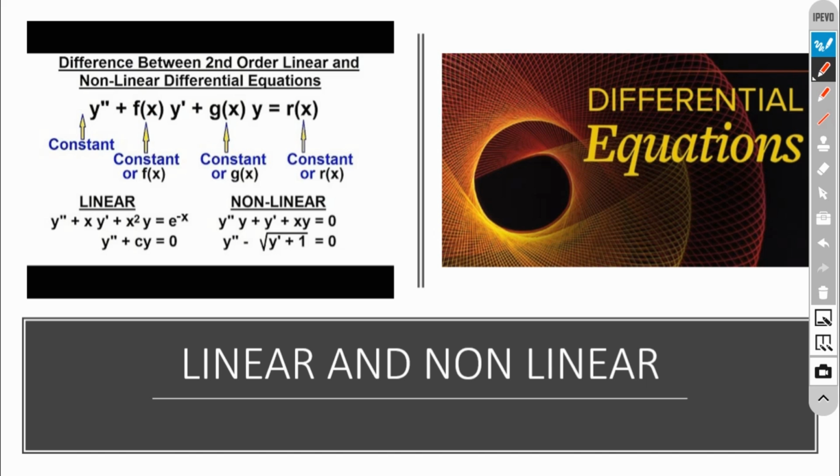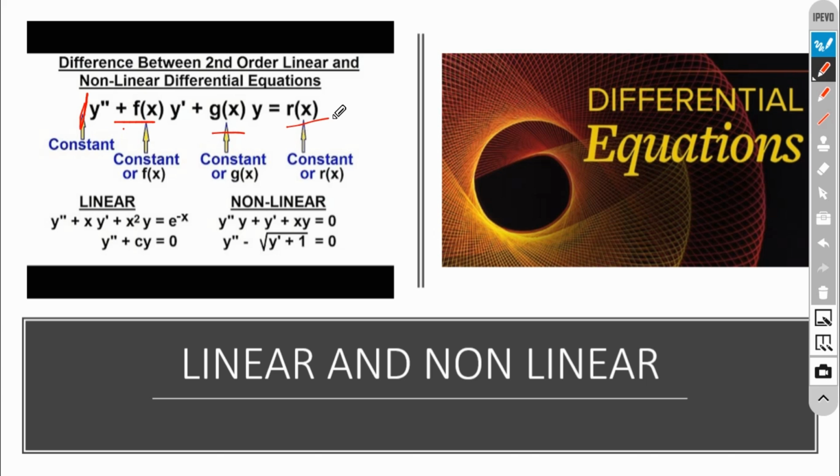Now we see the difference between second order linear and non-linear differential equations. The general form of a linear differential equation is y double prime plus f of x y prime plus g of x y is equal to r of x. Here the coefficient of y double prime may be any constant, and f of x, g of x and r of x may each be a function of x or any constant.